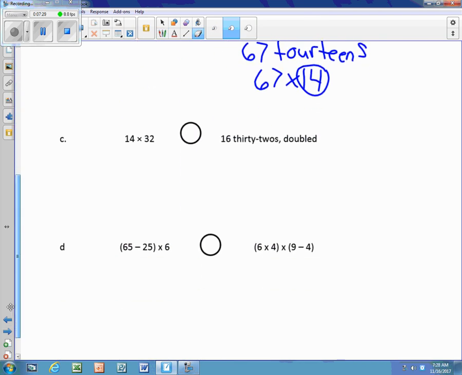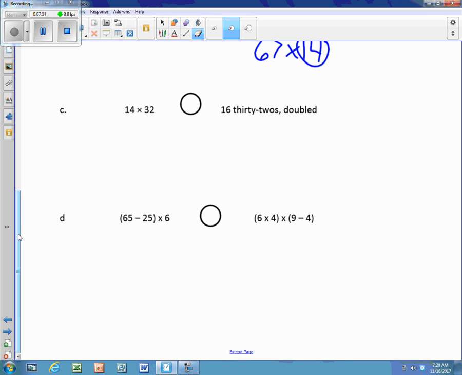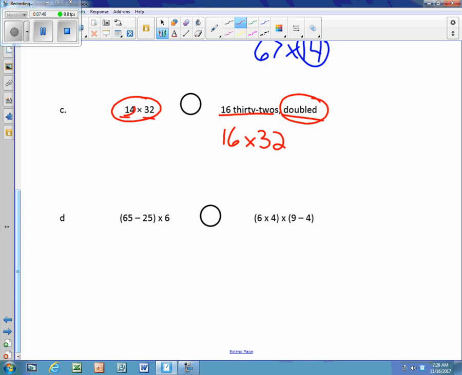We have some more expressions here. We're going to look at this one. We have 14 times 32. This time we have 16 32s and they're doubled. Well, right away we have 16 32s. Forget this part right now. 16 32s is already bigger than 14 32s, so this one must be greater.